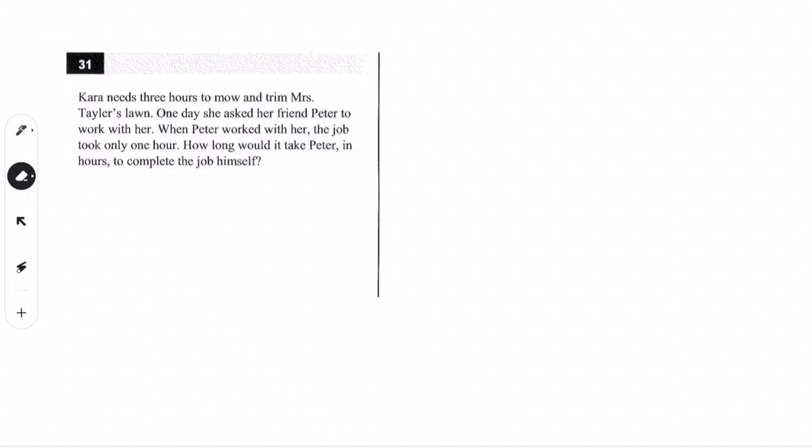In this problem, we see Kara needs 3 hours to mow and trim Mrs. Taylor's lawn. One day she asked her friend Peter to work with her. When Peter worked with her, the job took only 1 hour. How long would it take Peter in hours to complete the job himself?